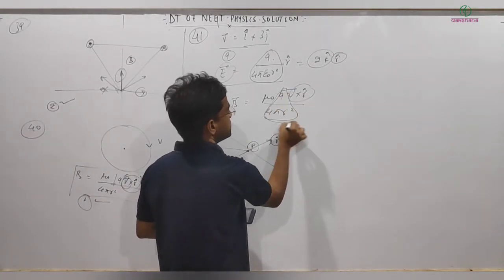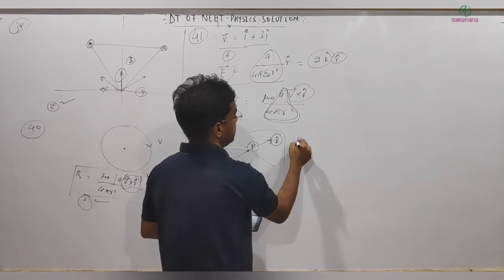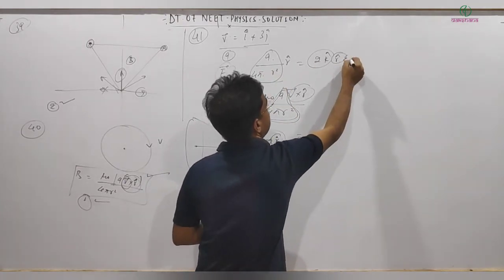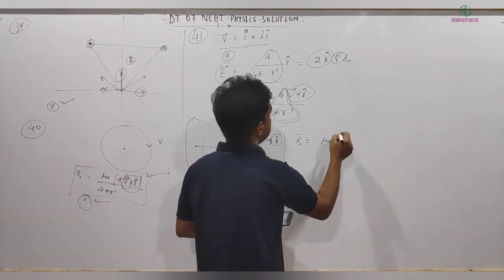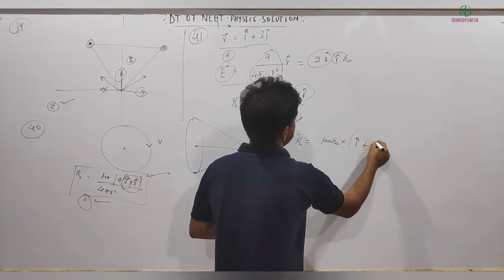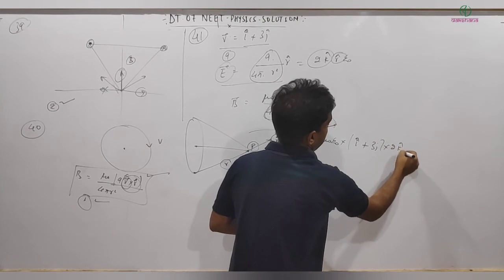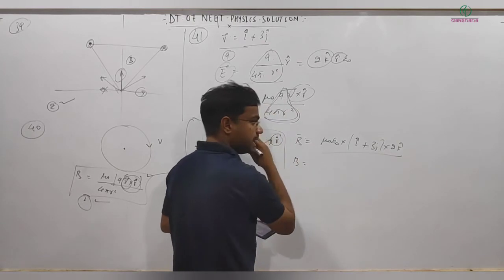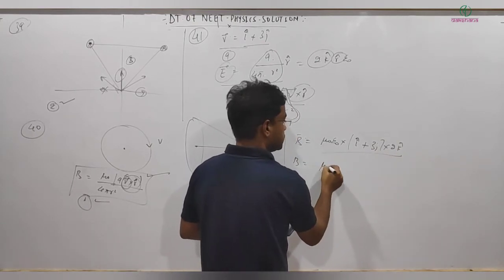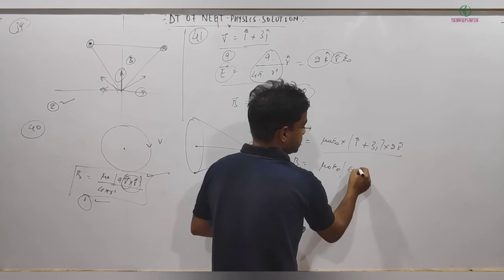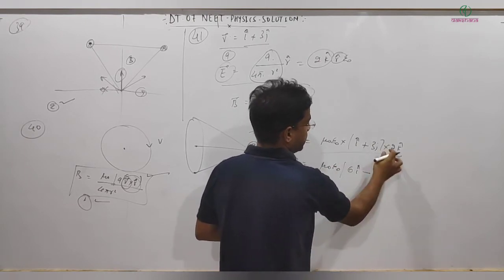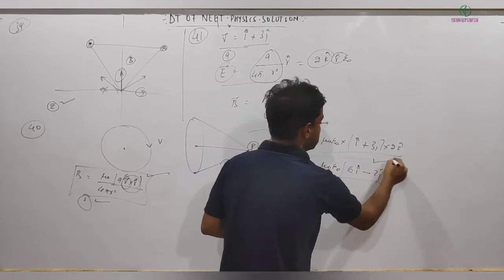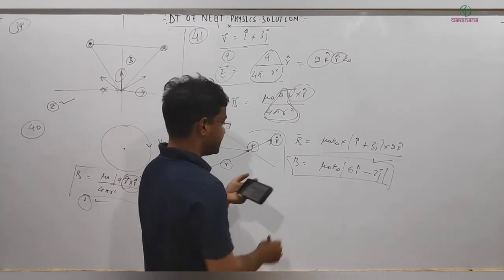So this first quantity, B bar, is equal to mu naught, and epsilon naught can be multiplied here. So this is mu naught epsilon naught into v, which is i cap plus 3j cap, cross 2k cap. Simplifying, i cross k is minus j, and j cross k is i. So mu naught epsilon naught times 6 i cap minus 2 j cap. This is the answer to question number 41, which matches with option 1.